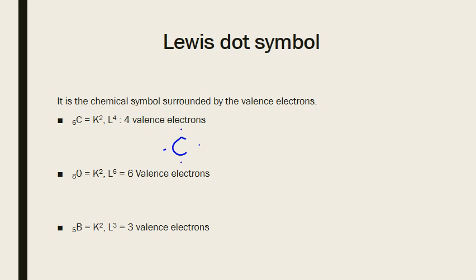For oxygen, we have 8 electrons, so K2L6, and as you can see here, the last energy shell has 6 electrons, so therefore it's got 6 valence electrons. So what we do is we write O for oxygen, and it's got 6 valence electrons, so 1, 2, 3, 4, and then we put another 1, 5, 6. So this is how we draw it. For boron, it's got 3 valence electrons, because the last energy shell has 3 electrons. So we write the chemical symbol, which is B, and it's got 3 valence electrons. And this is how we write the Lewis dot symbol.